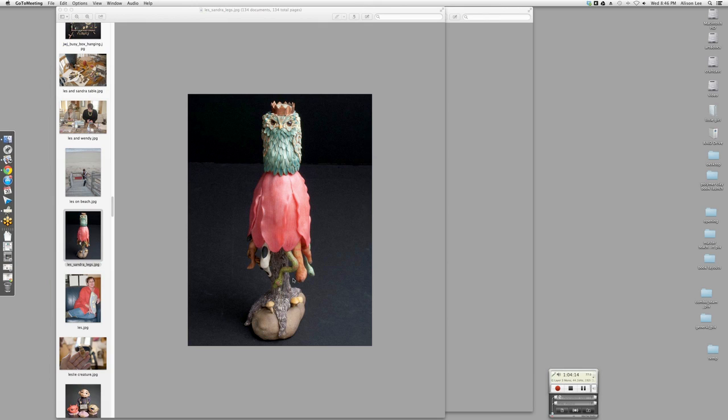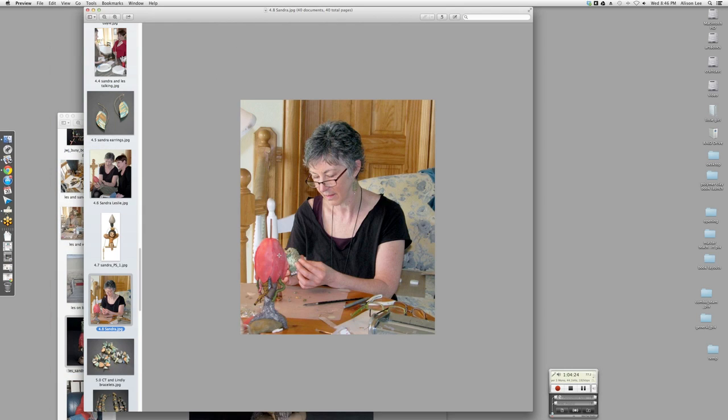How big is it here? About how tall is that? How tall is it, Sandra? It's probably 4 inches. The owl. We had about 4-something inches here. Yeah, the finished owl is like 4 inches. And just the owl.